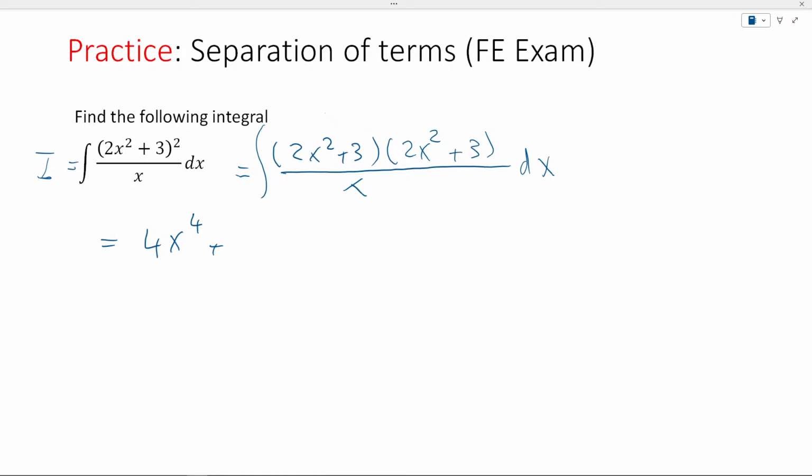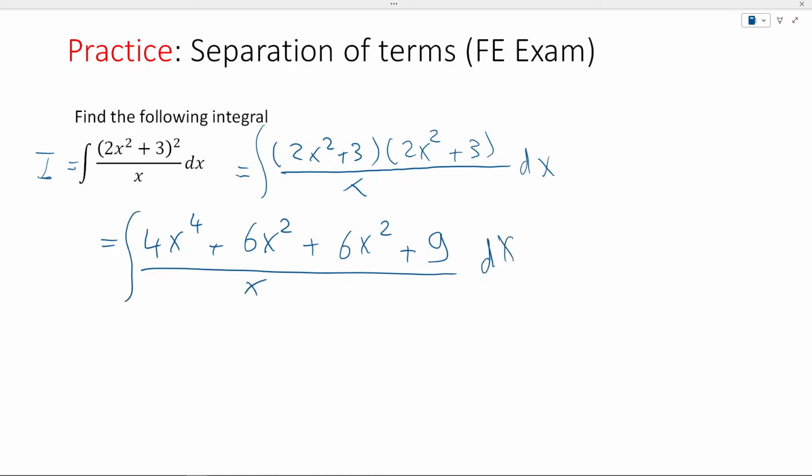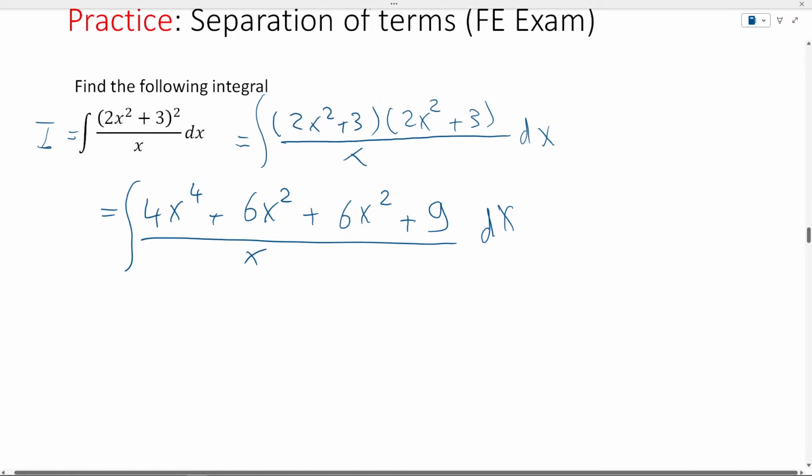Okay, so that's 4x plus this times 3, so that would be 6x to the power 2. Then 3 times 2x squared, so that's again 6x to the power 2. And then 3 times 3, that is 9. And all this over x. Don't forget this. So I can do some simplification here.